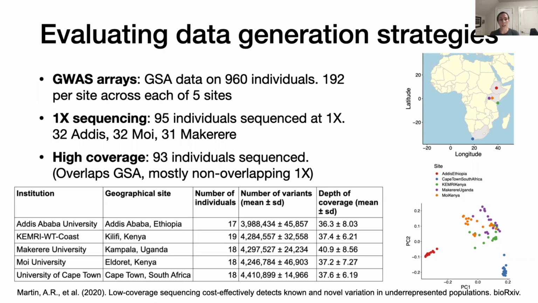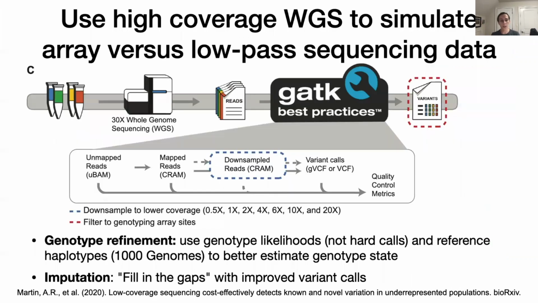High coverage sequencing, which we've done in 93 individuals, would be ideal for this study, but is currently prohibitively expensive for the scale of the full scope of this project. But sequencing a small number of individuals has allowed us to test different data generation strategies in pilot studies. So we've used this high coverage whole genome sequencing data to simulate, for the exact same individuals, what would happen if we did low coverage sequencing at various depths versus if we ran different genotyping arrays.